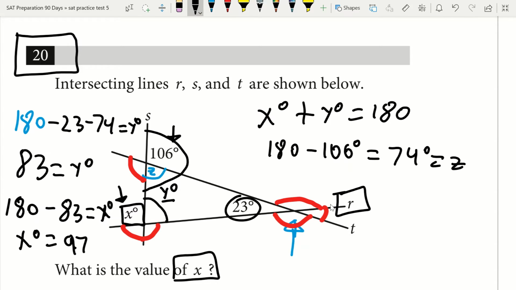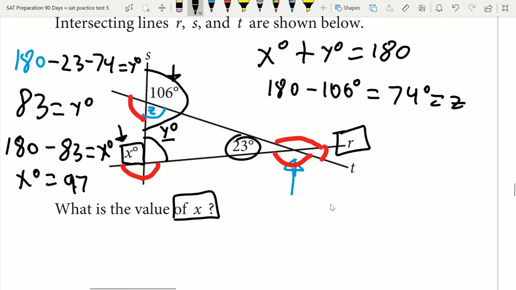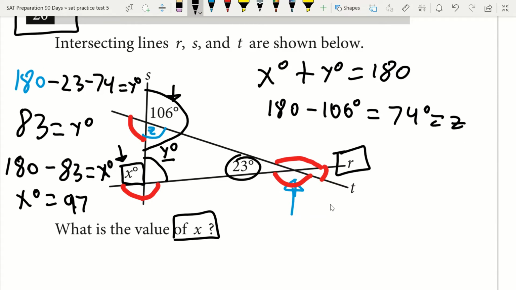So big things with angles questions on the SAT math section, make sure that you're only solving for the angles that'll help you get to your correct answer. If you're solving for any other angles, you're wasting your time and you're being inefficient. So hopefully that was helpful.